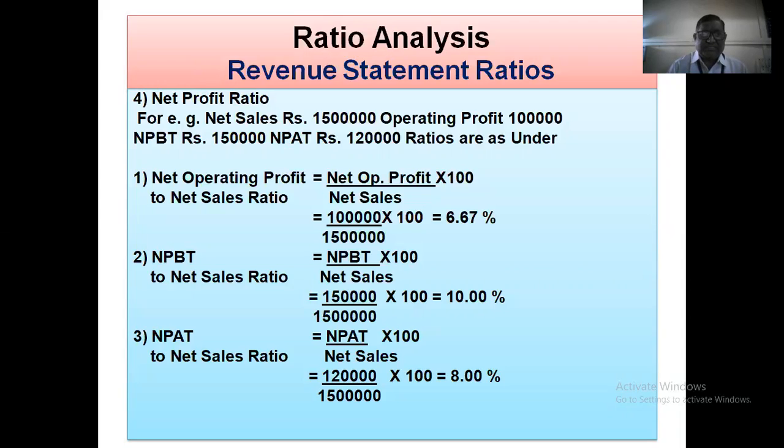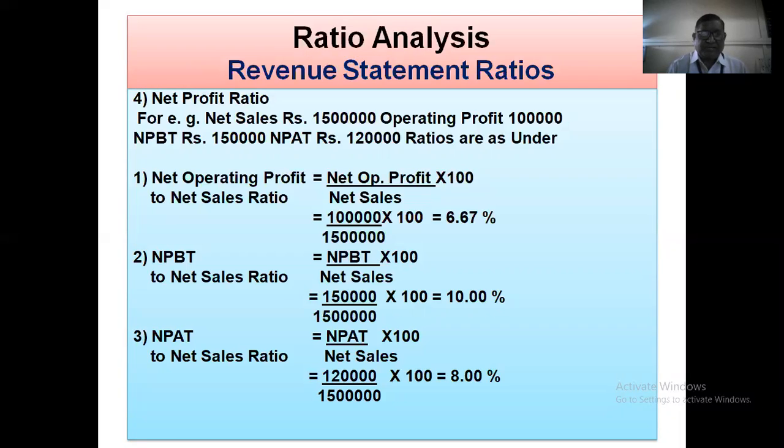This ratio indicates the relationship between net operating profit and net sales. The purpose of this ratio is to measure the operating efficiency of the organization. Whether sufficient operating profit is earned by the organization or not can be indicated with the help of this ratio. For determination of net operating profit ratio, we use the formula net operating profit divided by net sales into 100.